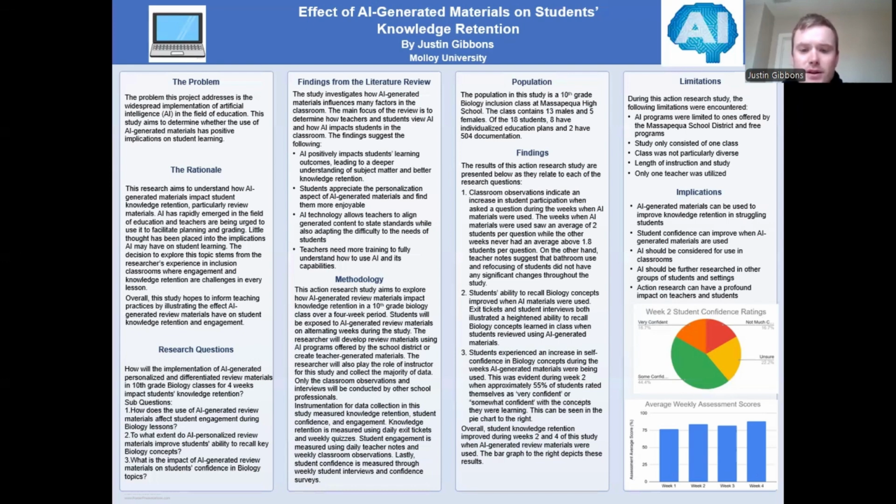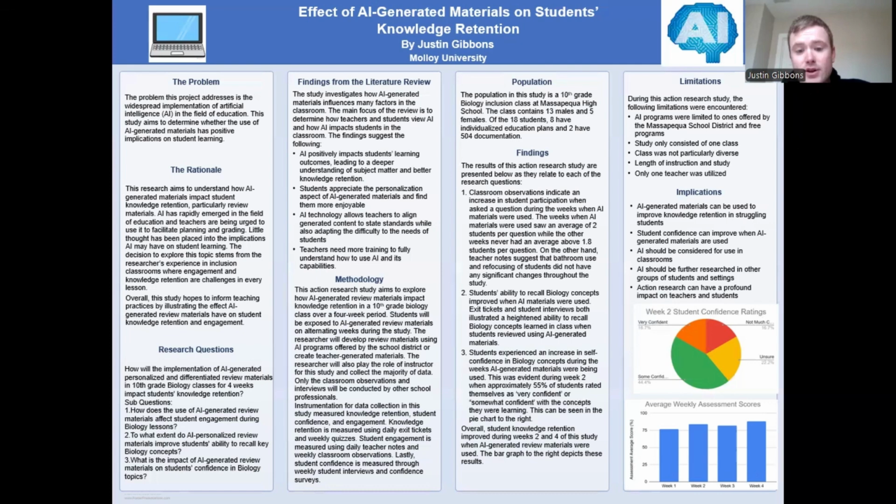Exit tickets and student interviews both illustrated a heightened ability to recall biology concepts learned in class when students used AI review materials. And then third, students experienced an increase in self-confidence in biology concepts during the weeks when AI-generated review materials were being used. You can see this in the pie graph on the right. During week 2, when the students took their self-confidence survey, about 55% of the students rated themselves as either very confident or somewhat confident in the topics that they were currently learning about. This was the highest of the entire study, when AI-generated review materials were being used.